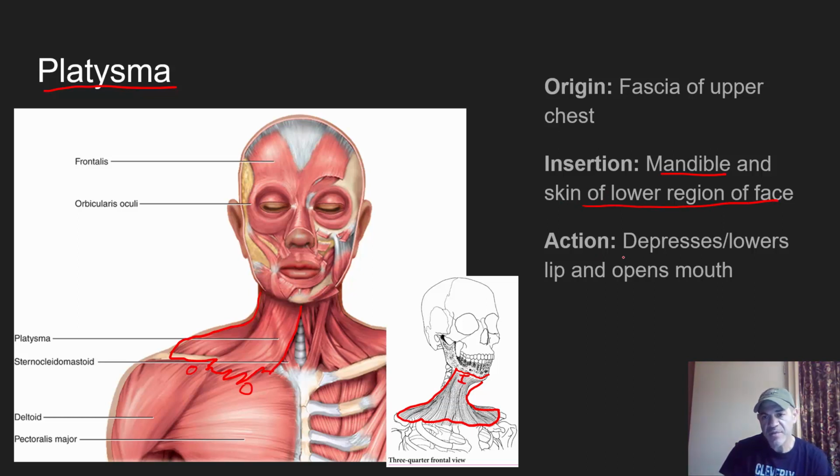So the action of this muscle is that it can help depress or lower the lip and help open the mouth. This is not a major mover of these structures, but it does assist in these actions of lowering the lip and lowering the mandible.